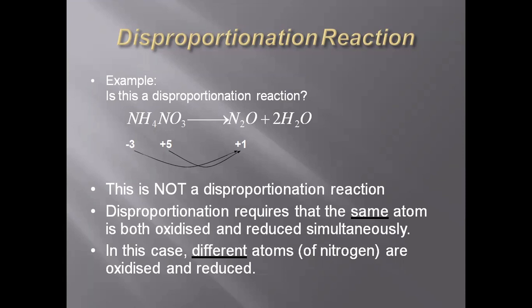Disproportionation requires that the same atom is both oxidized and reduced simultaneously. In this case, different atoms of nitrogen are oxidized and reduced. So we have two different nitrogen atoms here. They are oxidized and reduced. But if I reverse this reaction, when I react NO to N2O with H2O, what happens? It will form NH4NO3. The oxidation state will change from +1 to +5 and -3. Now you can say this is a disproportionation reaction.